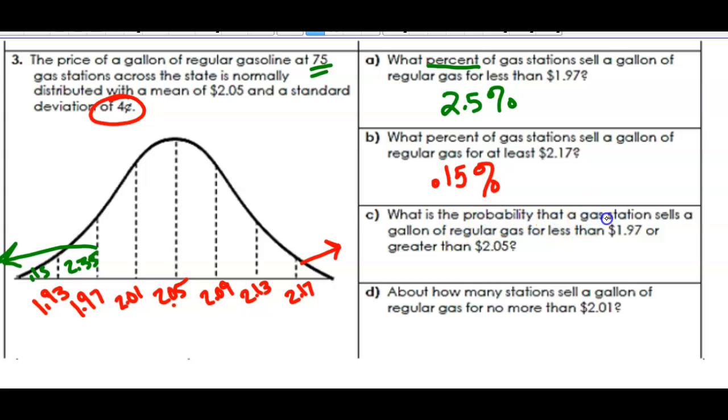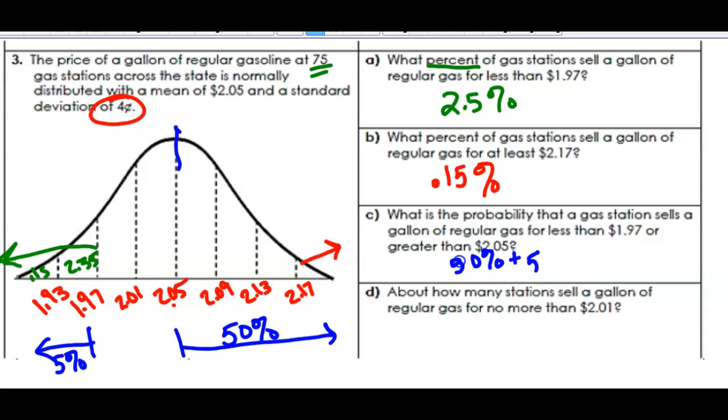What is the probability that a gas station sells a gallon of regular gas for less than 1.97 or more than 2.05? Well, 2.05 and up is the full 50% because this was the mean. And down here, this was 5%. So if we have 50% and 5%, we're at 55. Why do I not have that? This was not 5%. It was 2.5%. Oh, trying to go too fast. My videos just feel too long lately. 52.5%. All right.